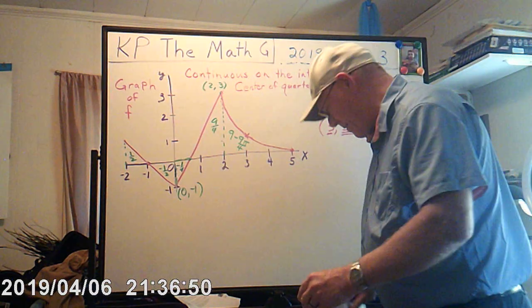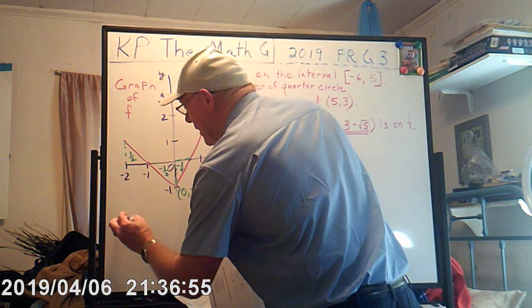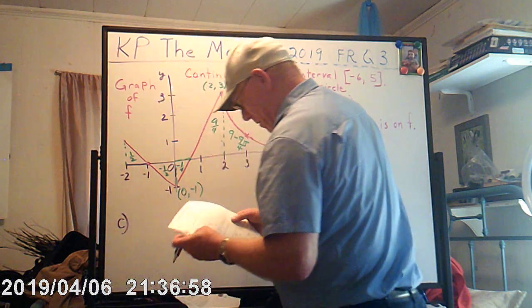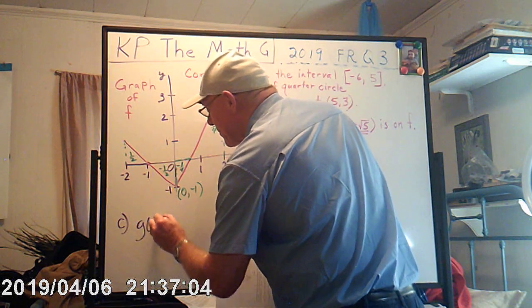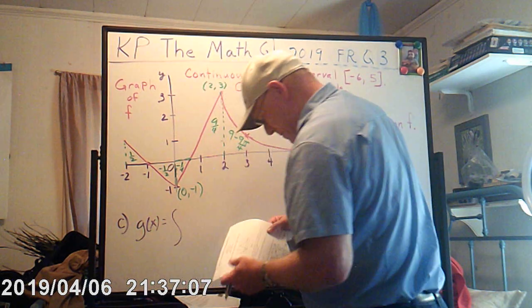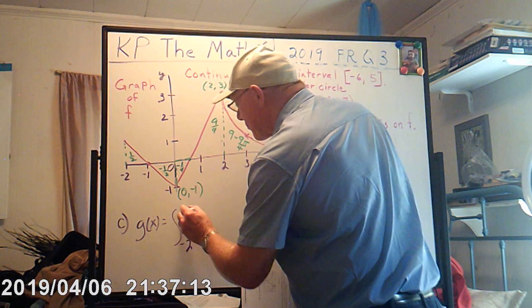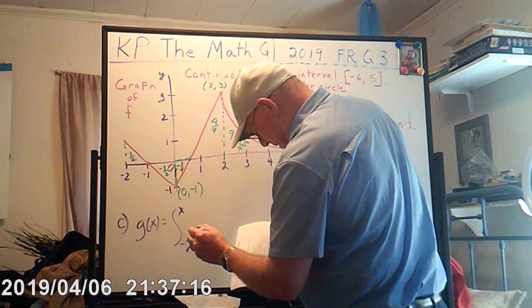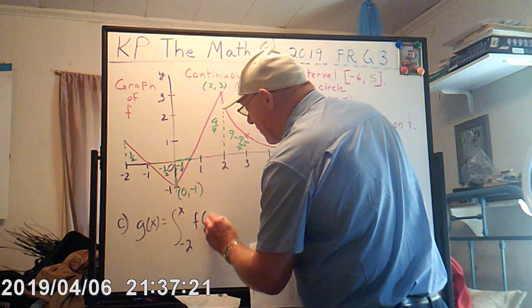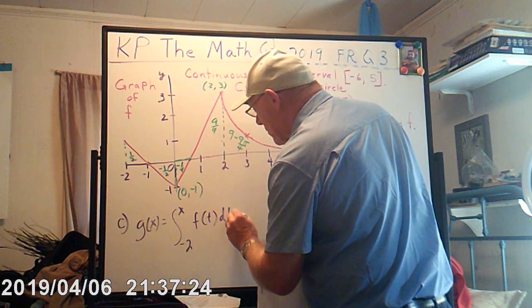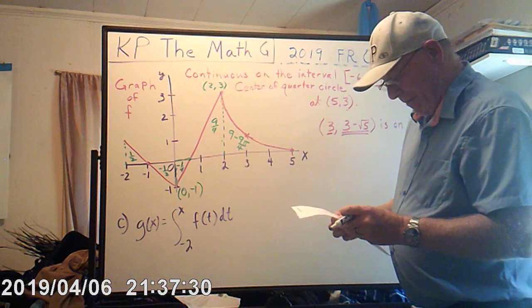Let me put the question C problem out here. We're given that g at x is equal to the integral from -2 to x of f at t dt. That's what we're given.